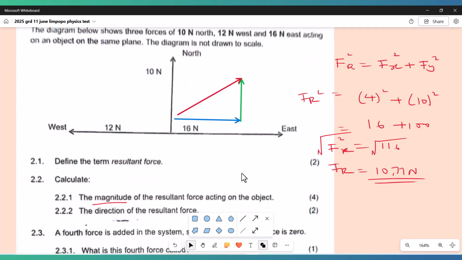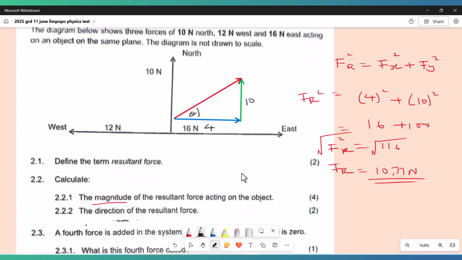I'm looking for direction here, so I'm looking for this theta. What you see in red is my resultant force there, so I want this theta here. How do I get my theta now? If this is my direction theta, my Fy was 10. You see it is 10 here. What about here? Here we got 4.